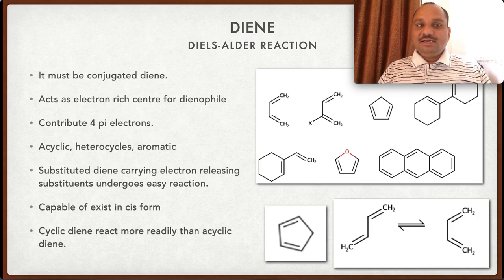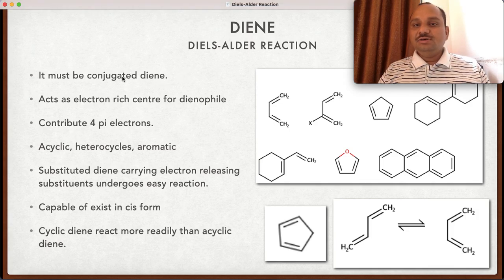In the Diels Alder reaction, the diene must be a conjugated diene, meaning the double bonds must be separated by only one single bond. It is the electron rich center for the dienophile. This conjugated diene always contributes the 4 pi electrons in the Diels Alder reaction.